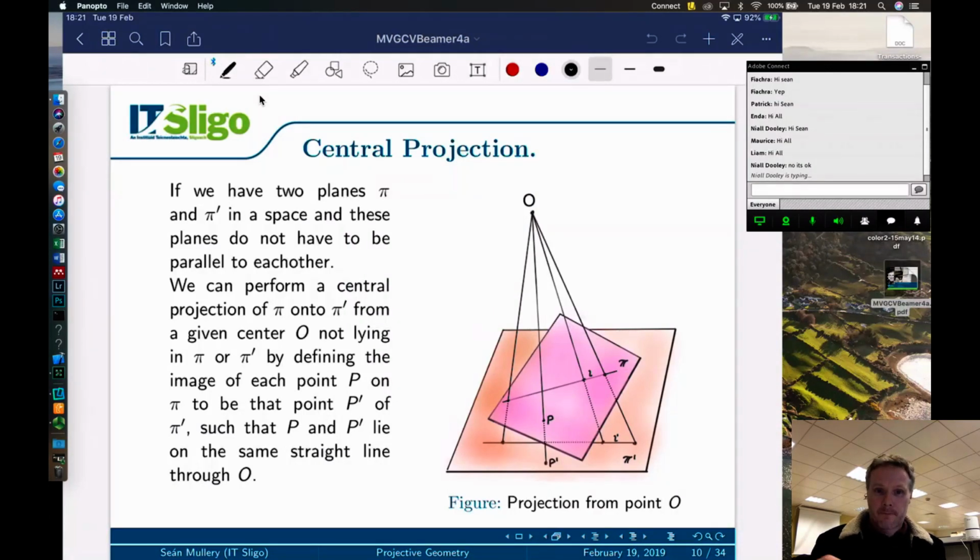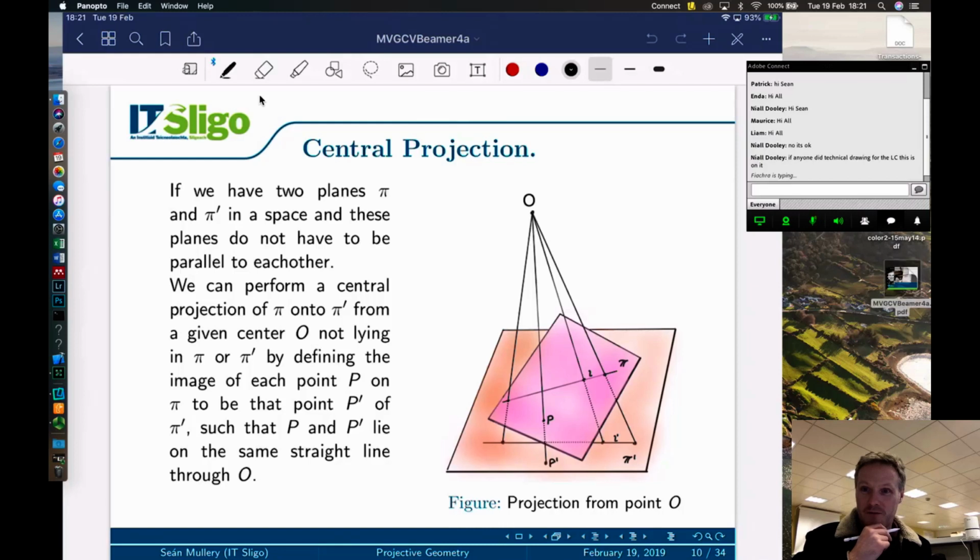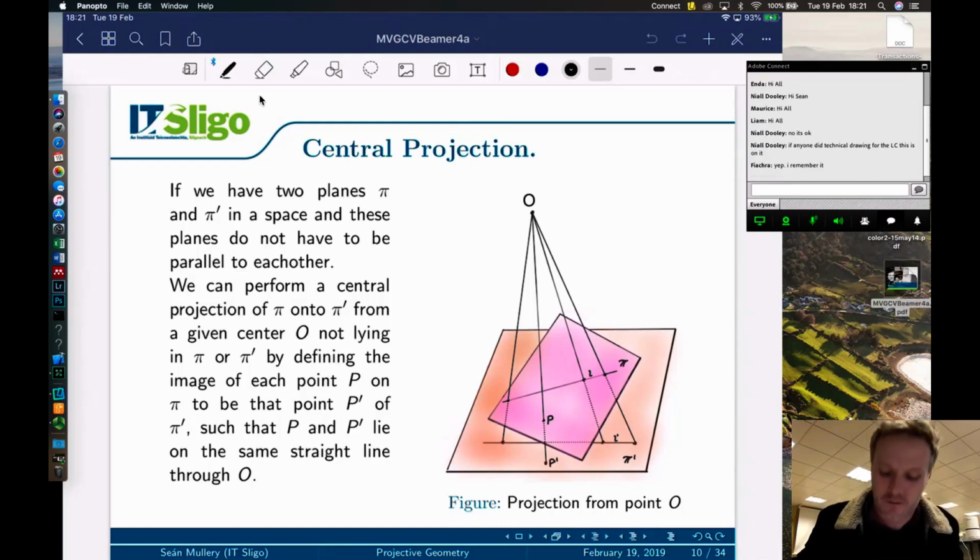And the important thing then is that P and P prime lie on the same straight line through O. If Niall is saying there, if anybody did technical drawing for the Leaving Cert, this sort of thing would be on it, absolutely. And you may have come across it in maths as well. And we're going to show you another one in a minute. I only did technical drawing up to Junior Cert, but I've come across a lot of this in the past as well.